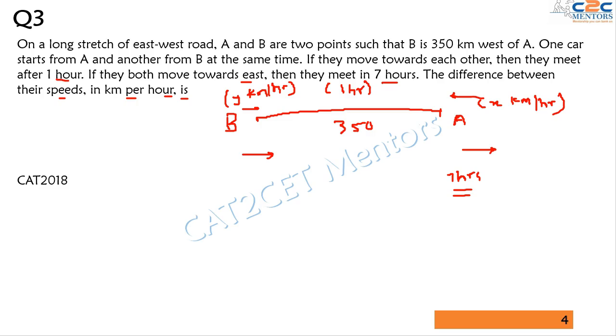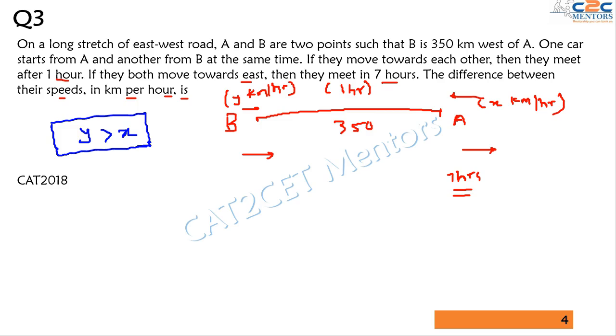But when both of them are moving in the east direction, they can only meet if B is going to overtake A. So I can conclude from this information that y is going to be greater than x. This is the catch in this question that I was talking about earlier. Now moving to the equations part. Let me form the equations for you.